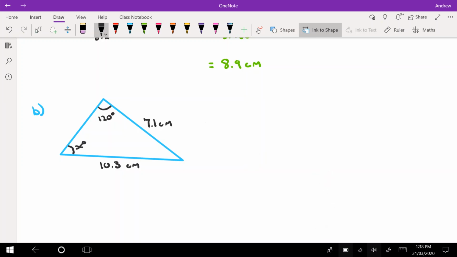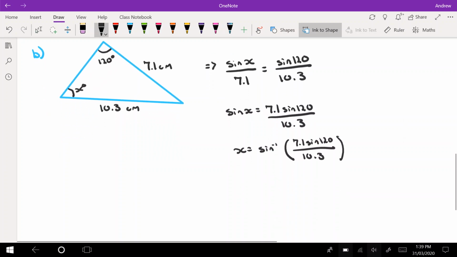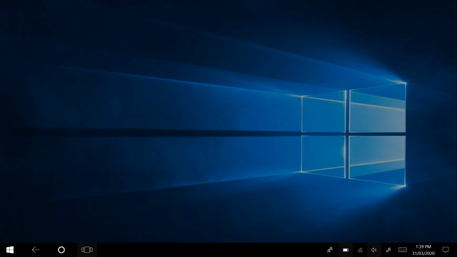Okay. So that's going to turn into sine of x over 7.1 is equal to sine of 120 over 10.3. Now I'm just going to multiply by 7.1, so sine of x equals 7.1 sine 120 over 10.3. So x is equal to the inverse sine of all of it. And that's going to give me an answer of 36.7 degrees.